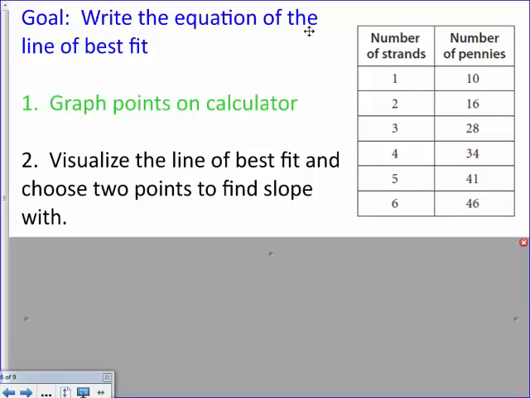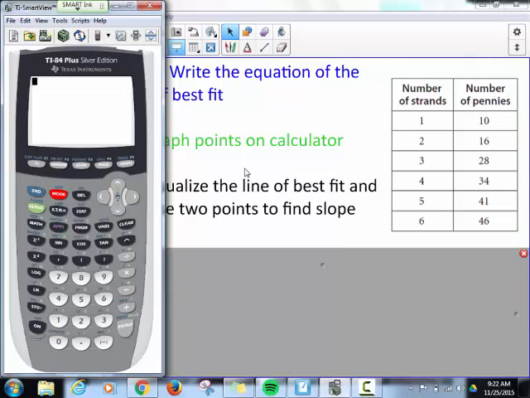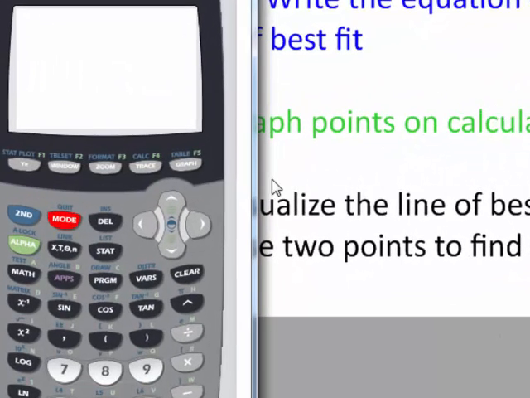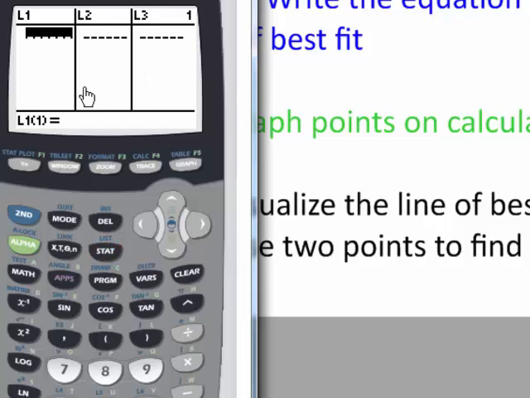Okay, so our goal is to write an equation for the line of fit, the line that we just got some practice putting in. So let's grab our calculators here. All right, so if we're going to graph points on a calculator, what I need to do is type in some data or some statistics. So if I'm going to type in statistics, what do I need to click on? My stat button, right? So I hit stat and then enter right off the bat, and I got two lists.